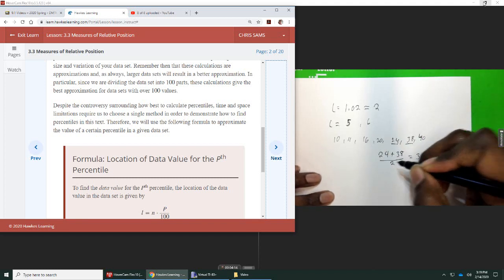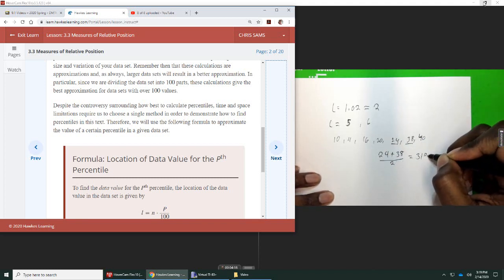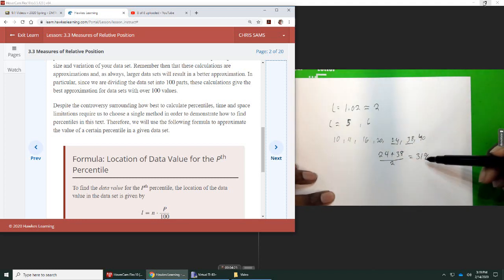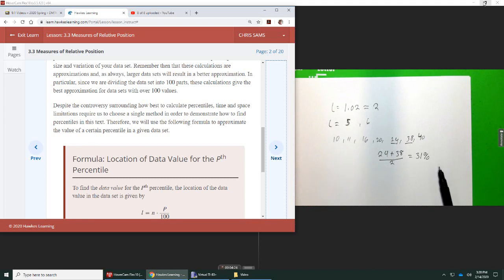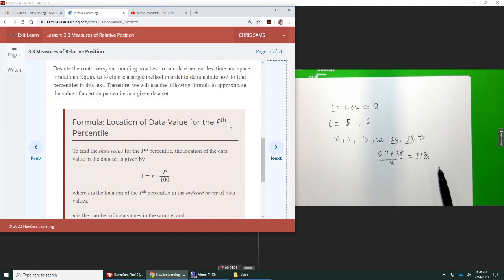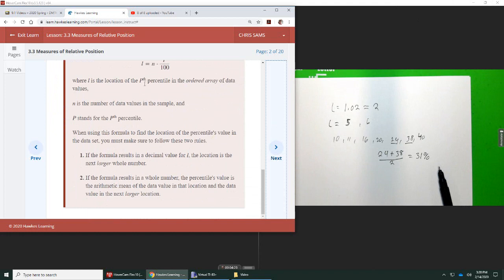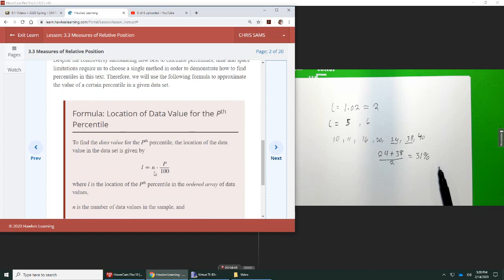So this would not tell you the location. This would say that 31 is the percentile. That would be the percentile of that value. So it's telling you what the percentile is, not the location. Okay, so this is the formula for location. It tells you the location if you have a decimal. If it results in a whole number, then it gives the percentile value. It's telling you the value of the percentile, and this one is the location.